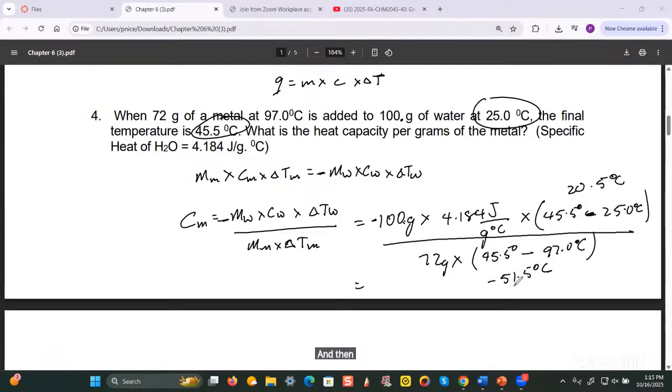And then we do the rest of the calculation. So 100 times 4.184 times 20.5 divided by 72 times negative 51.5. And according to my calculation, how many sig figs now? 2 sig figs. So this works out to be 2.3, and the units again will be joules per gram degrees Celsius. And that's how you do that. All right. Okay, any questions about this one?